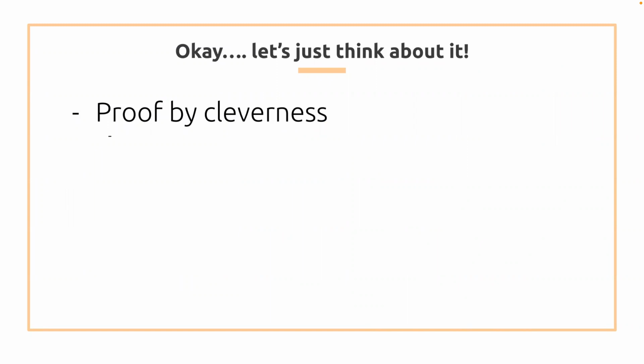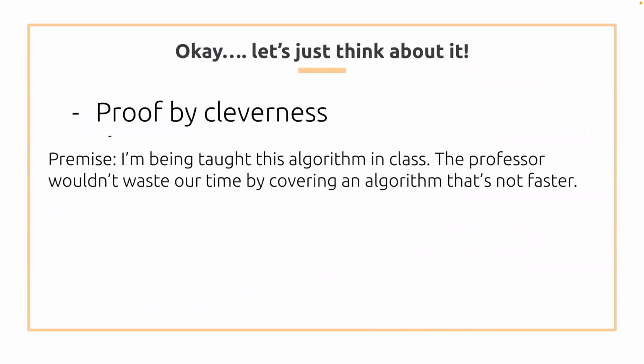writing the code and comparing the algorithms, can we do it by proving it? I don't know if anybody thought of this proof, but this is the proof I thought of, where I'm going to be a little clever. I'm being taught this algorithm in class, so this is a new algorithm to me. The professor's not going to waste my time covering an algorithm that's not faster. Therefore, the algorithm must be faster. Who agrees with my proof that Karatsuba multiplication, the algorithm I showed you, is faster because I'm teaching it to you in class?